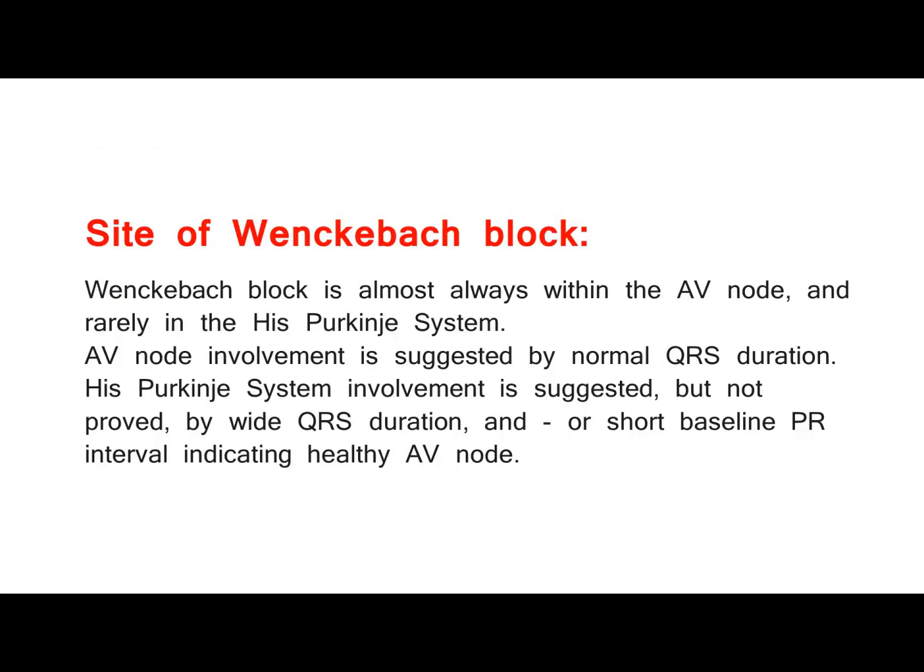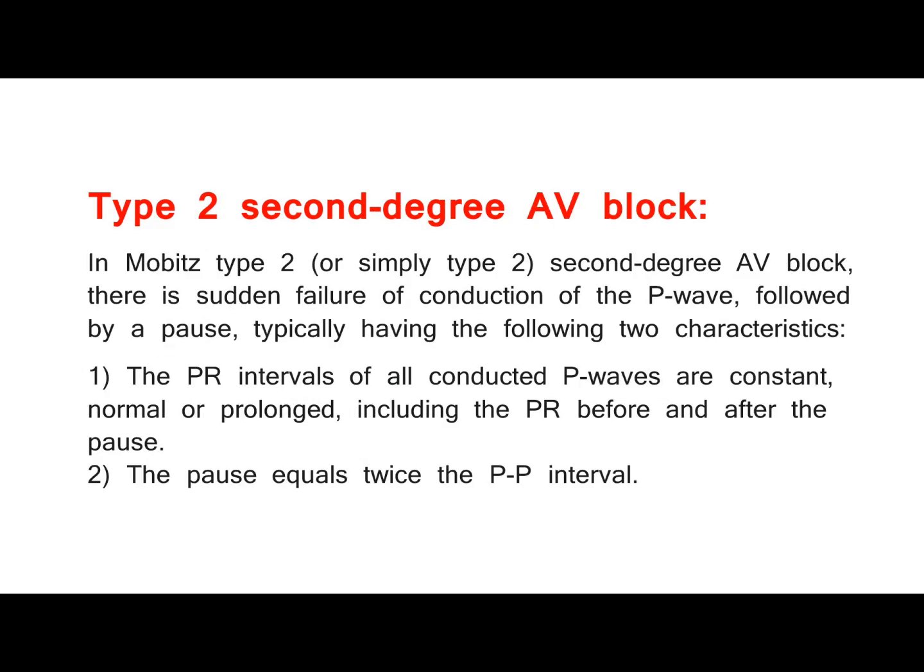Site of Wenckebach block. Wenckebach block is almost always within the AV node, and rarely in the His-Purkinje system. AV node involvement is suggested by normal QRS duration. His-Purkinje system involvement is suggested, but not proved, by wide QRS duration, or short baseline PR interval indicating healthy AV node.